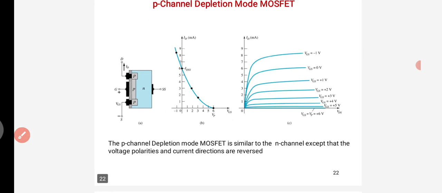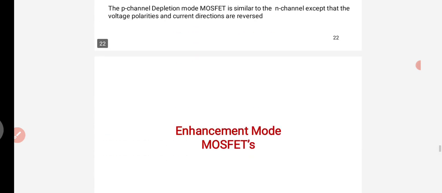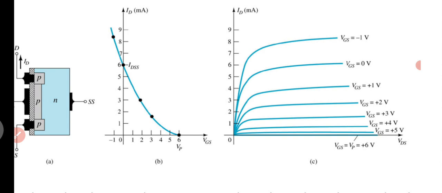So look at this. The P channel depletion mode MOSFET is similar to the N channel, except that the voltage polarities and current directions are reversed in case of PMOS and NMOS. Again, we go for the P channel depletion mode of operation. We go for the transfer characteristics and the drain characteristics. In case of this PMOS MOSFET, these are the transfer characteristics.